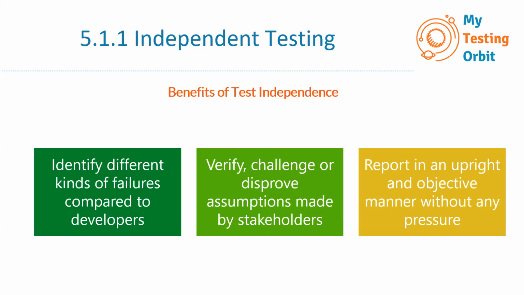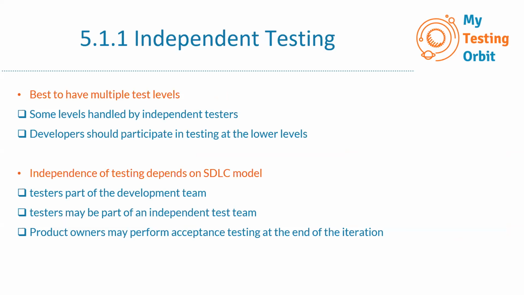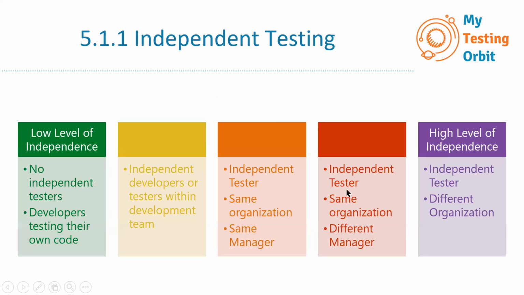The third one is to report in an upright and objective manner without any pressure. So let's go back to this slide. Over here we said that the higher level of independence is when the independent tester is in a different organization.